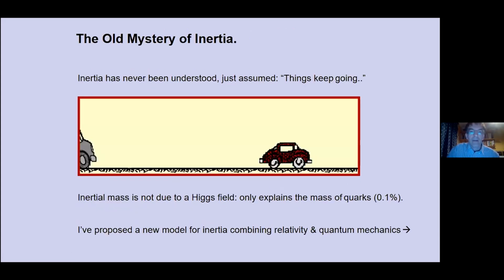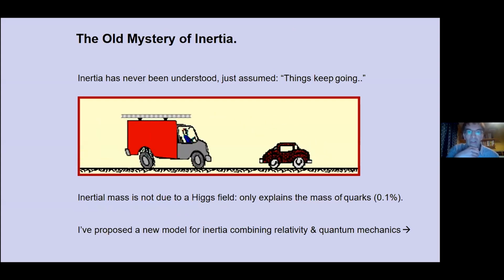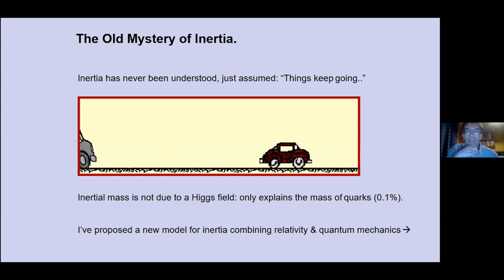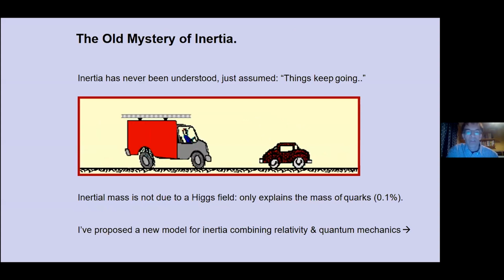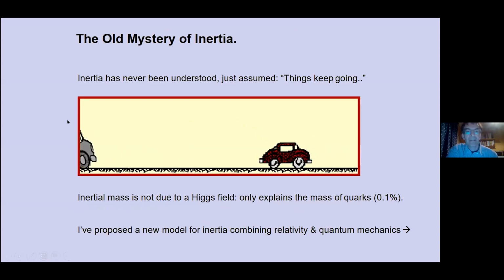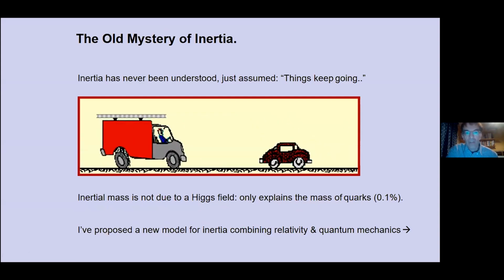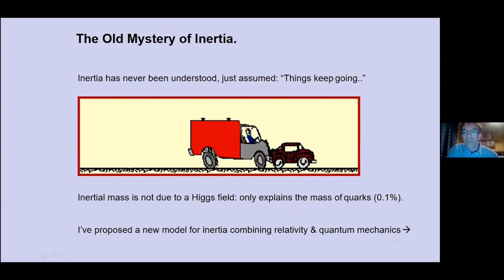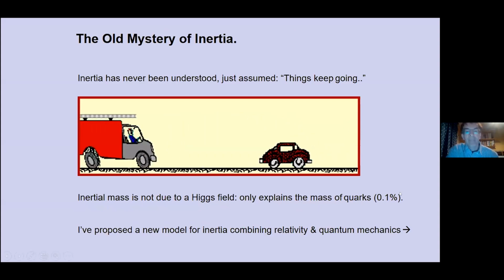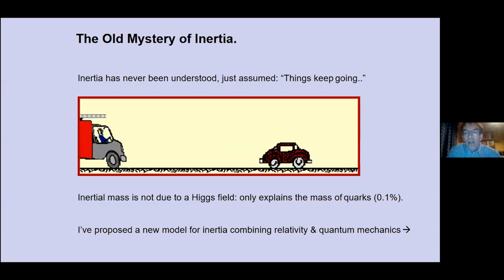Okay, so I started thinking about inertial mass. So inertia has never been understood. It's just assumed that things keep going in straight lines until you stop them with force. For example, this ladder keeps going in a straight line when the van stops. Inertial mass is not due to the Higgs field, which only explains the mass of the quarks, which is about 0.1% of the mass. So what I'm going to do is propose a new model for inertia, which combines some aspects of relativity and quantum mechanics.